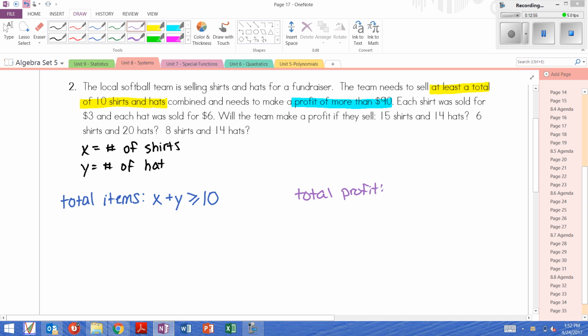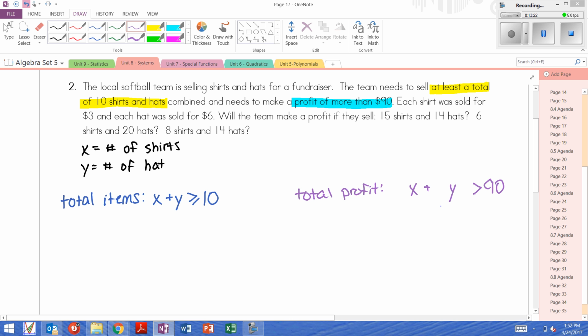And we know that our total profit has to be greater than $90. Well, a lot of times people want to say x plus y is greater than 90. The only problem here is we have x being a number, so the number of shirts and the number of hats has to be bigger than $90. We have number, money. We're contradicting ourselves here.